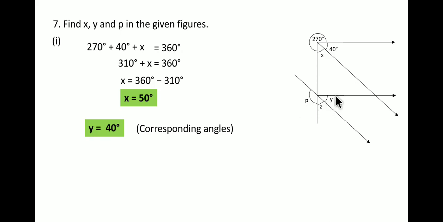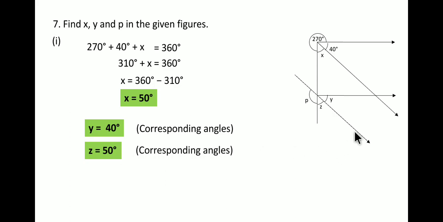So Y is corresponding with this 40 this way. Similarly, angle Z will be corresponding to angle X. So Z will be equal to 50 degree, because X is 50. Okay, and the reason is they are corresponding angles.